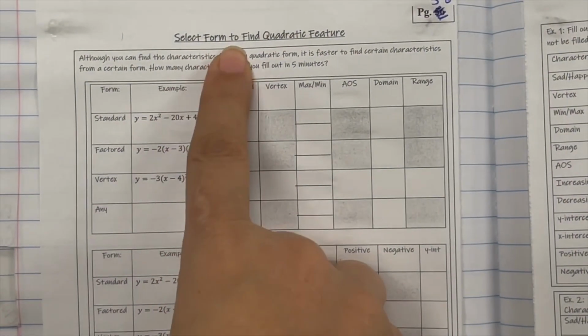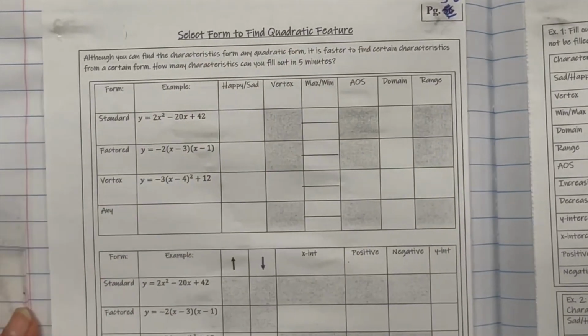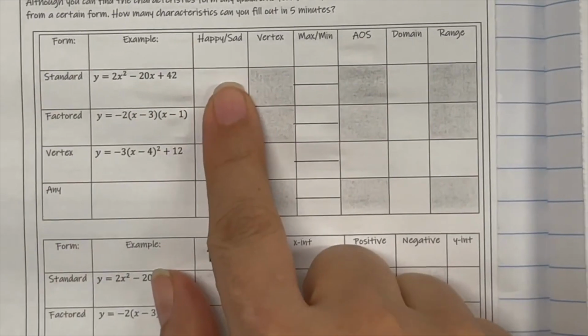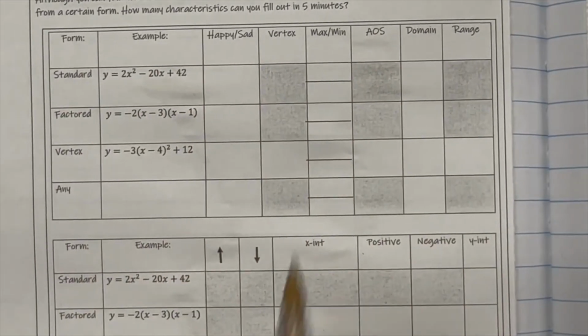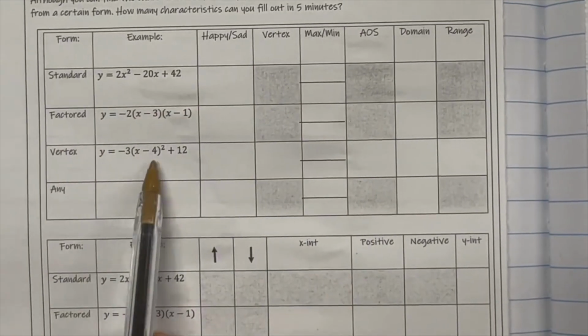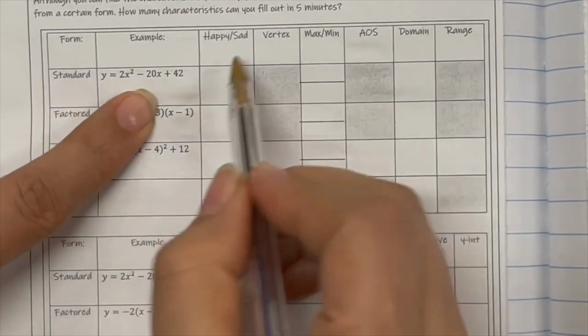All right, let's take a look at selecting the form to find quadratic features. This is going to be a very quick video because knowing the different forms, you can get the different characteristics really, really quickly. So standard, factored, vertex. Standard is ax² + bx + c. Factored has 2 parentheses and vertex has 1 parentheses, okay? So let's run through it really quickly.